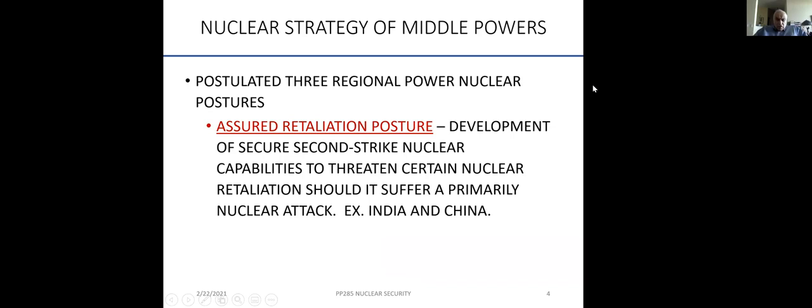Assured retaliation posture, this is development of secure second strike capabilities to threaten certain nuclear retaliation should it suffer primarily a nuclear attack. So look, in some ways, this is the US-Soviet relationship. The US never thought of attacking the Soviet Union first with nuclear weapons. We're not positive what the Soviets were trying to do, but they may well have been thinking about an initial nuclear strike. And the US had assured retaliation, originally developed by McNamara, assured destruction to deter the initial strike.